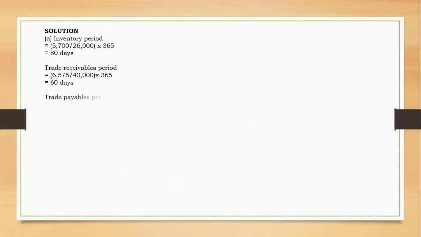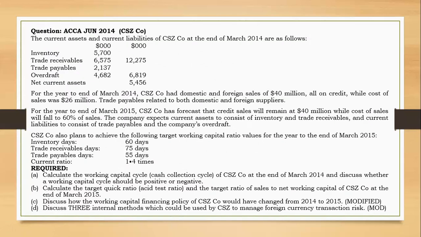And then I just go to trade payables, the same. I go back to my question and find out something like this. So I take trade payables, that is 2137 over credit purchases. Since no credit purchases figure is given, I would have to use cost of sales.